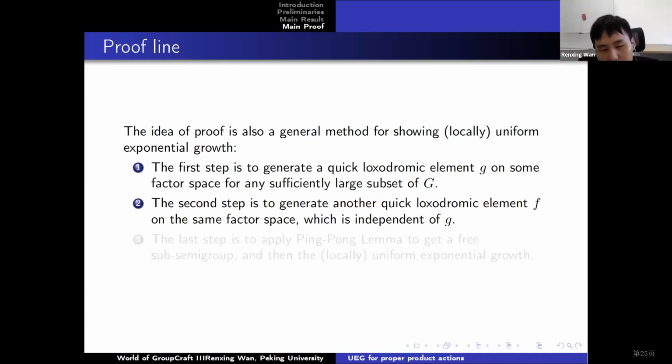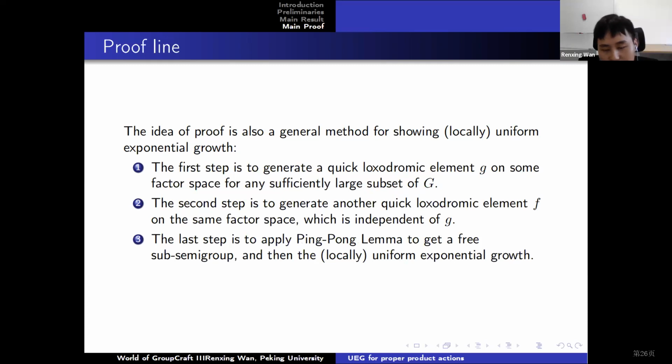And the second step is always to generate another quick logarithmic element F on the same factor space, which is independent of G. And the last step is to apply the lemma to get a free subsemigroup, and then we can get the locally uniform exponential growth. Okay, is there any question?